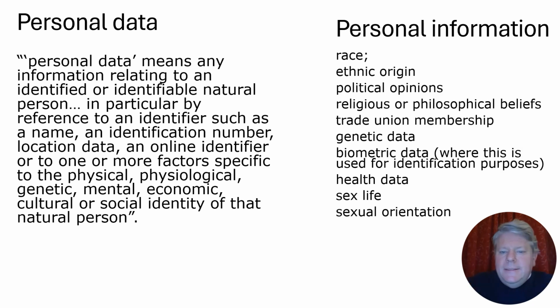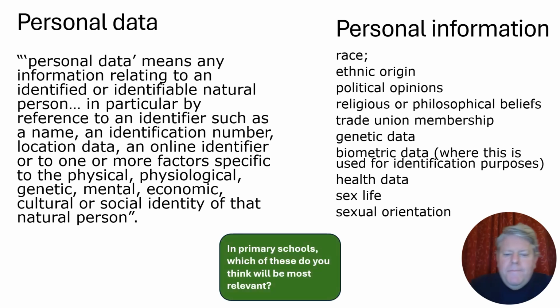We wanted to make a list. Okay, so here's a number of categories of key personal information. In primary schools, which of these do you think are going to be the most relevant? Which are the ones that we're going to have to work hardest to protect? Not saying the others aren't important, they are, but there are some that I've identified as the ones that are most problematic for me. Pause the video, make a few notes, and then turn it on again and see whether you've got the same ones out of that list that I think are important.